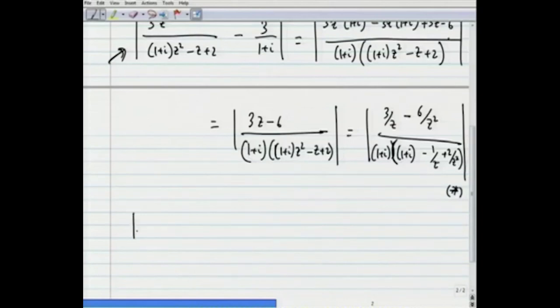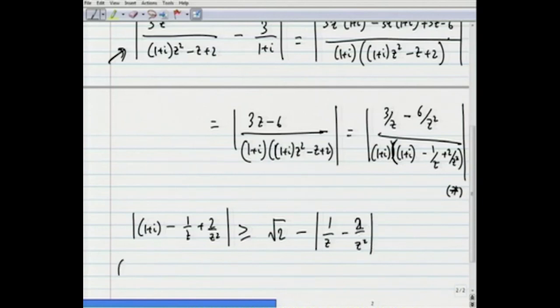Notice that in the denominator we have 1 plus i minus 1 by z plus 2 by z squared. The modulus of this is greater than or equal to, by the triangle inequality, the modulus of 1 plus i, which is root 2, minus the modulus of 1 by z minus 2 by z squared. I am using the triangle inequality: mod of a minus b is greater than or equal to mod a minus mod b.